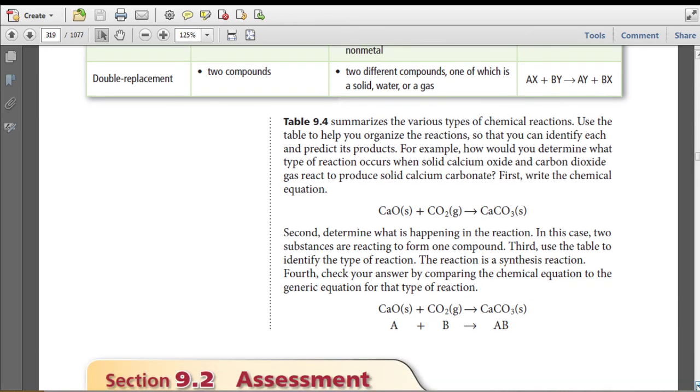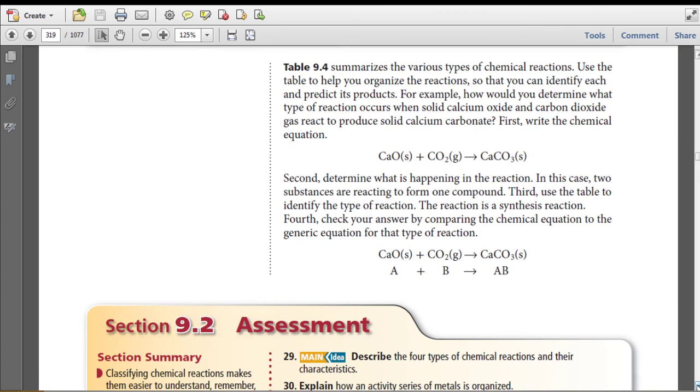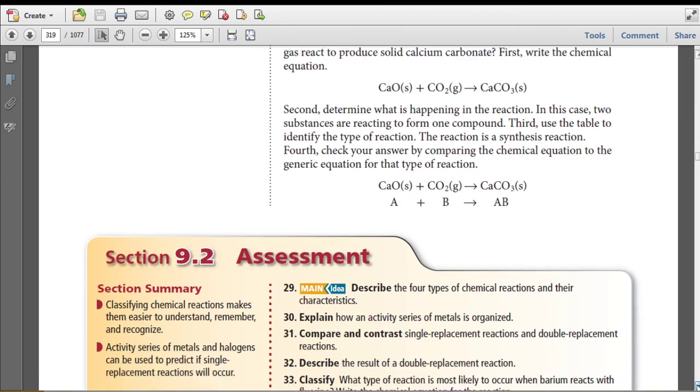Secondly, determine what is happening in the reaction. In this case, two substances are reacting to form one compound. Third, use the table to identify the type of reaction. The reaction is a synthesis reaction. Fourth, check your answer by comparing the chemical equation to the generic equation for the type of reaction. In this case, A plus B yields AB.